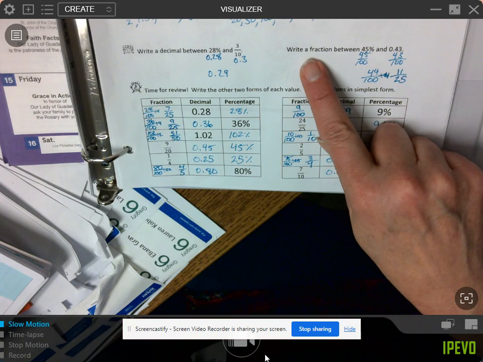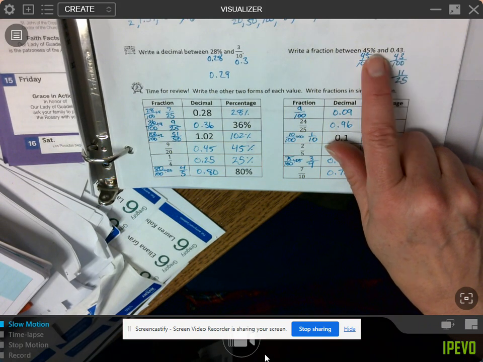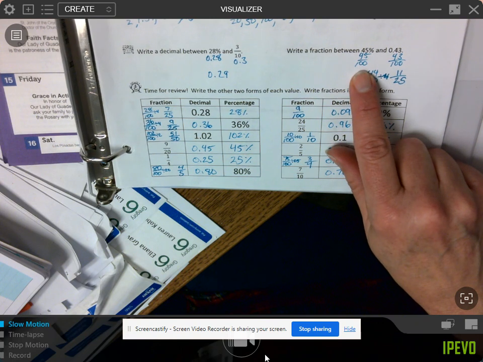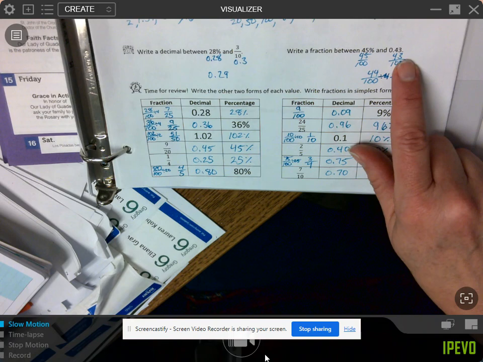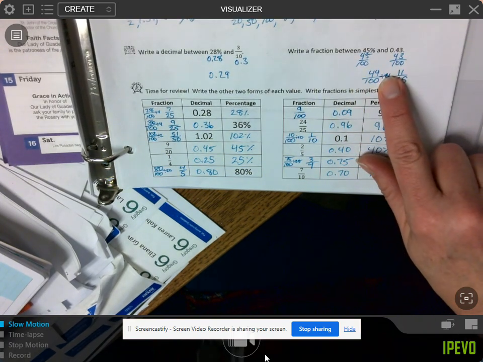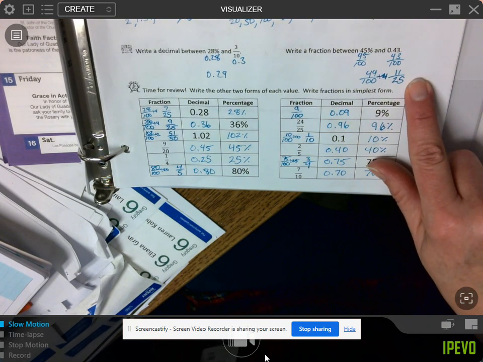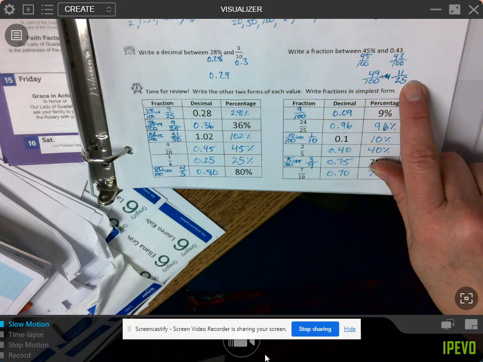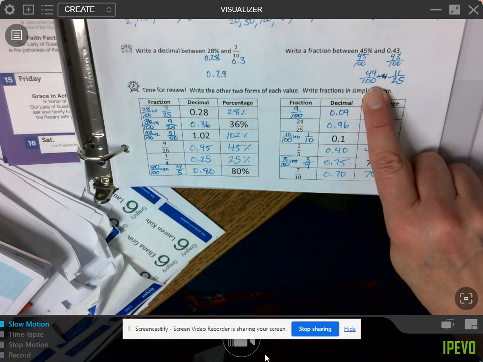Then it says write a fraction between 45% and 0.43. Well, 45% as a fraction is 4/500. 0.43 is 4/300. We go in between them and we get 4/400. And we can simplify that down to 11/25. Either one I would accept. So if you didn't simplify it here and you just put 4/400, I would still accept that one.